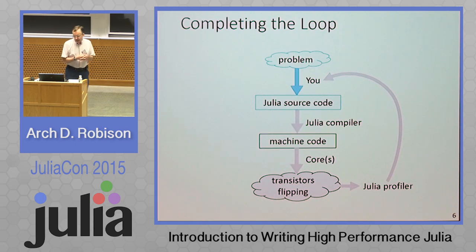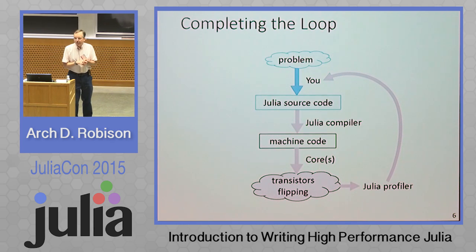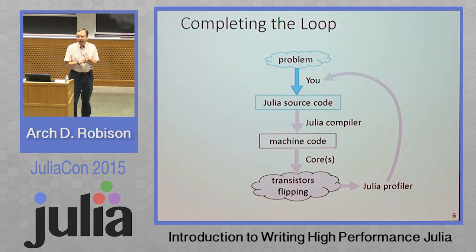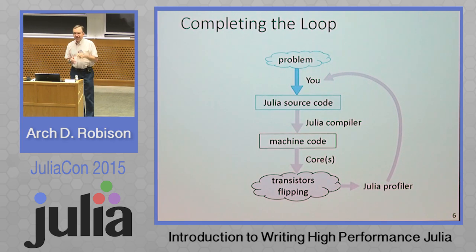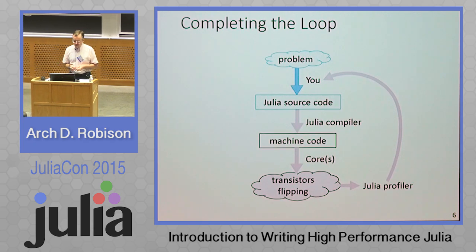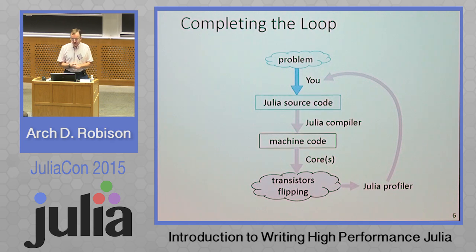So just doing that blindly would be a bit tough. Fortunately, there are some profiler tools, so you can get some feedback as to how well you're doing. There's a time profiler and an allocation profiler in Julia, and I'll show a little more detail on how to use those. They give you some feedback as to whether you're hitting the pins or not.